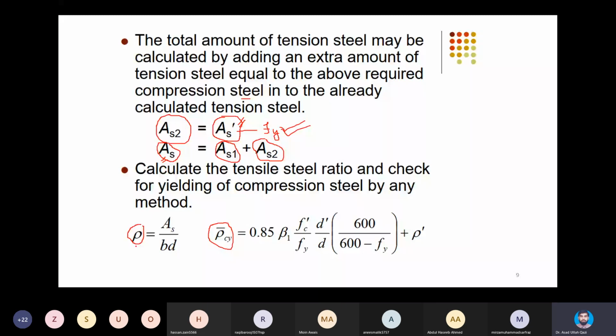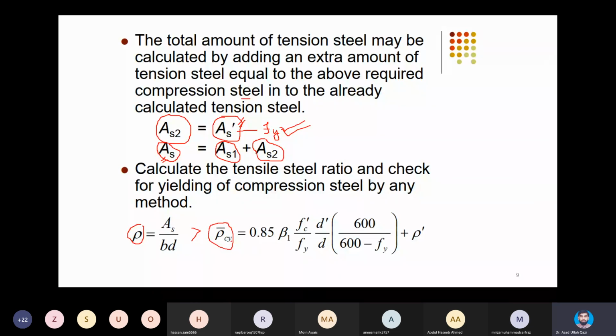If it is greater than rho Cy, my design is complete and I need not change anything. I got the same answer as I assumed, and I will finally sketch: on the compression side As prime, on the tension side As. My design is over, I just need to sketch.